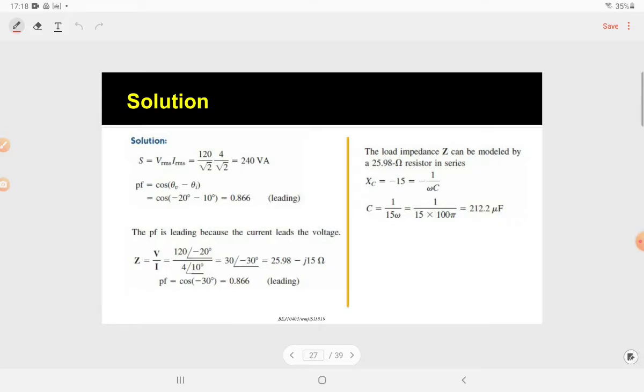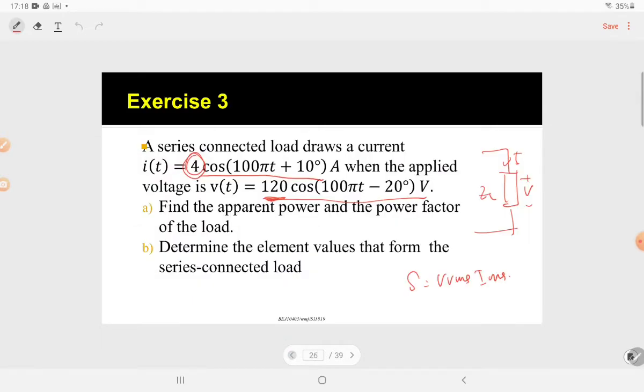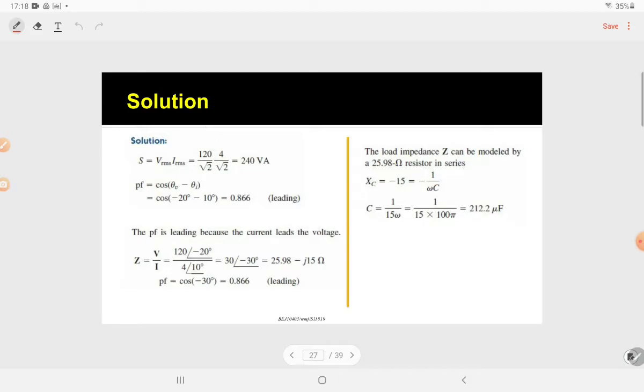Automatically, this is V maximum and this is I maximum. Because we want it in RMS value, VRMS equals V max divided by root 2, and IRMS equals I max divided by root 2. So multiplying your VRMS with IRMS, the apparent power is equal to 240 volt ampere. Power factor is equal to cos of theta V minus theta I.